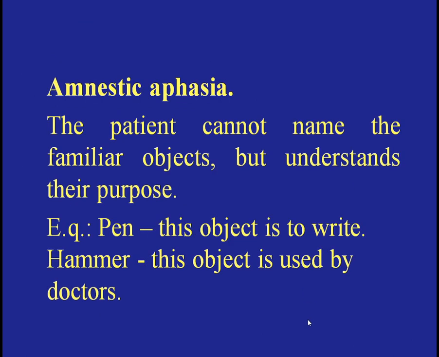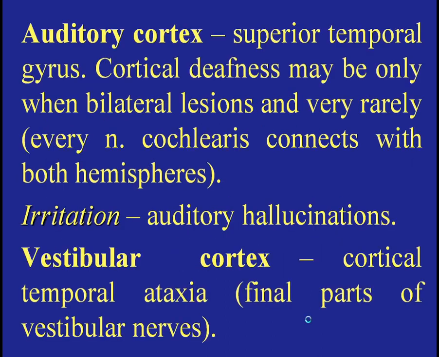Amnestic aphasia. The patient cannot name the familiar object, but understands its purpose. For example, pen. This object is to write. What is the name of the object? Oh, I cannot say. Hammer. This object is used by doctors. And other examples.